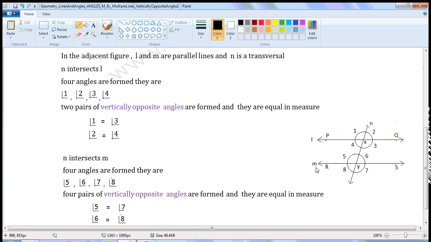N intersects M at Y. Four angles are formed here: angle 5, angle 6, angle 7 and angle 8.